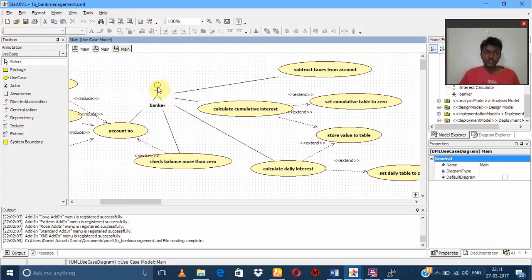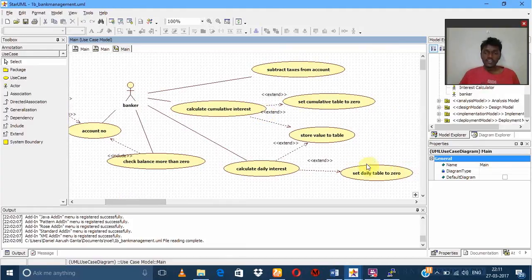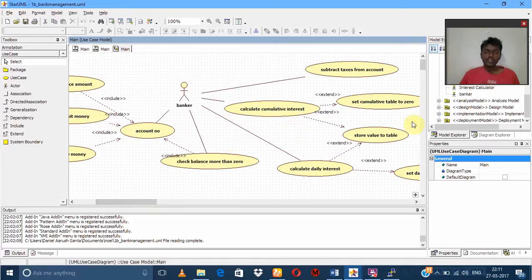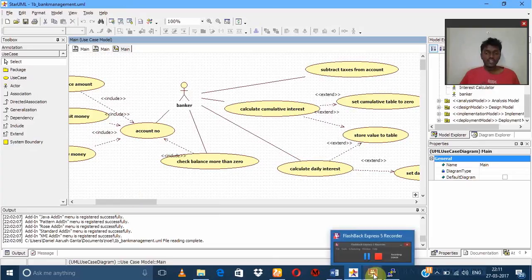The banker calculates the cumulative interest, and if there are appropriate values, he stores the value in a table. He calculates the daily interest and sets the table to zero. In the same way, cumulative interest is calculated and the cumulative table is set to zero. Doing all this, some taxes are levied on the customer, which are subtracted from the account. So this is our first experiment.